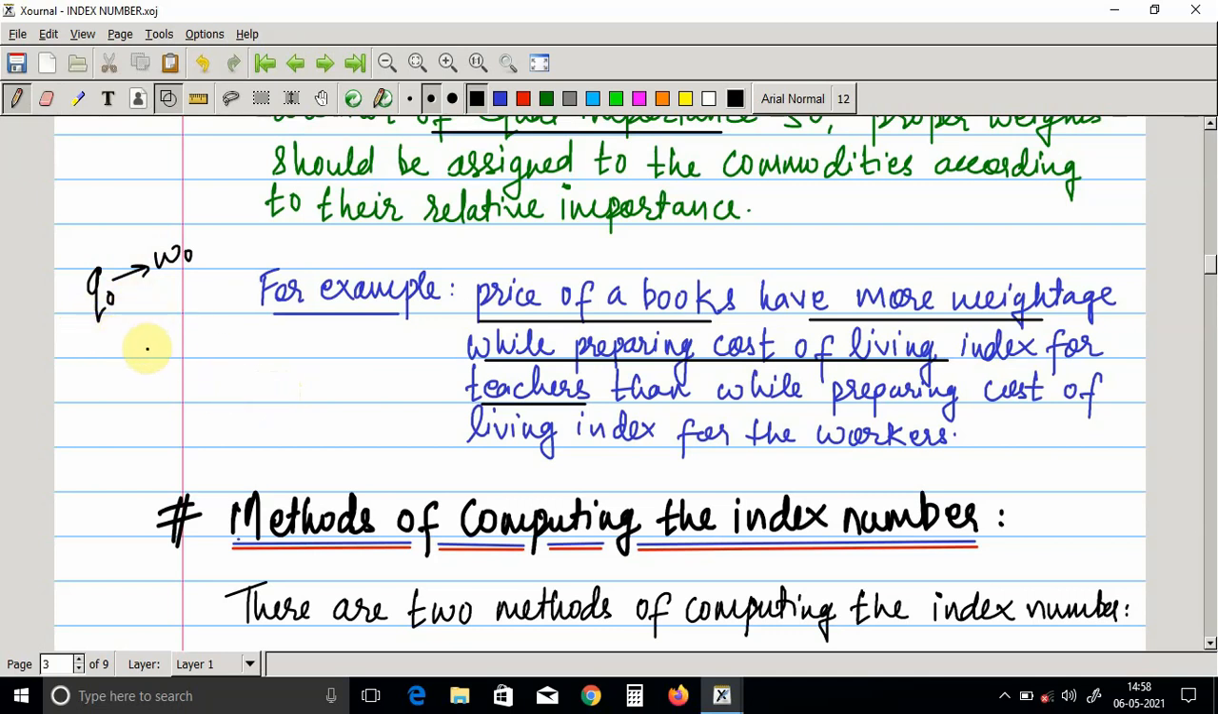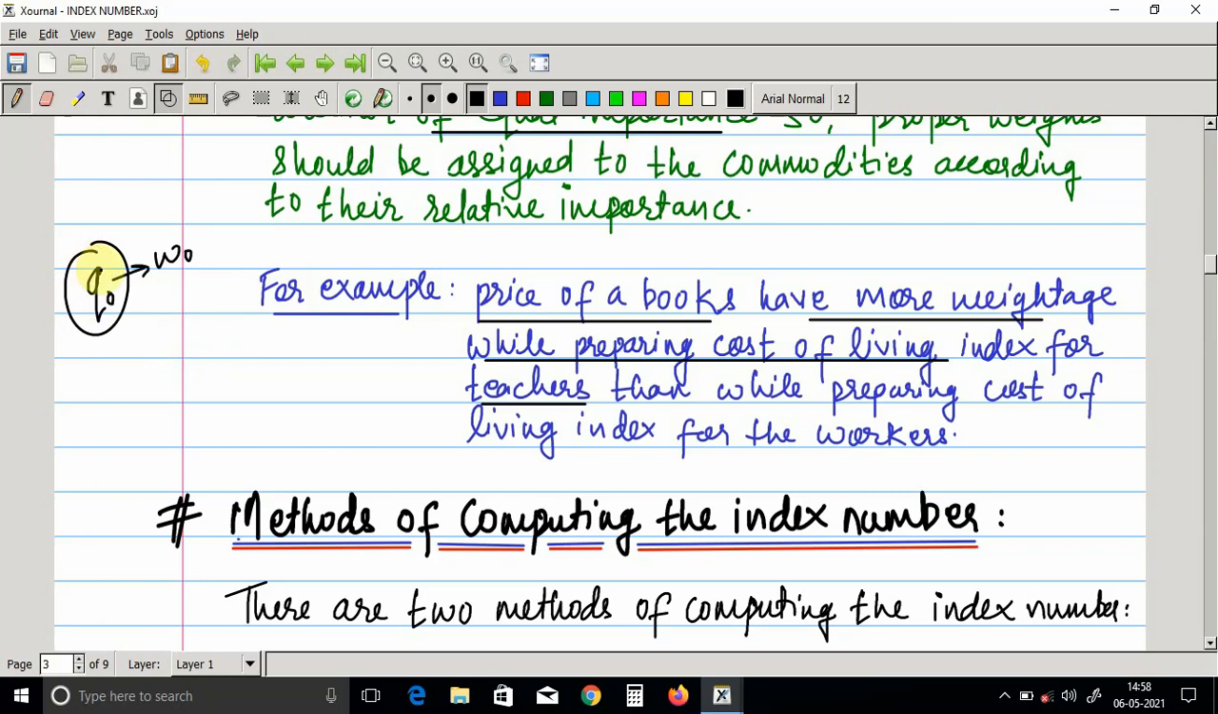And you can also recall from the previous unit that for arithmetic mean, the weights are nothing but the frequencies. So the weightage is nothing but the frequencies F.